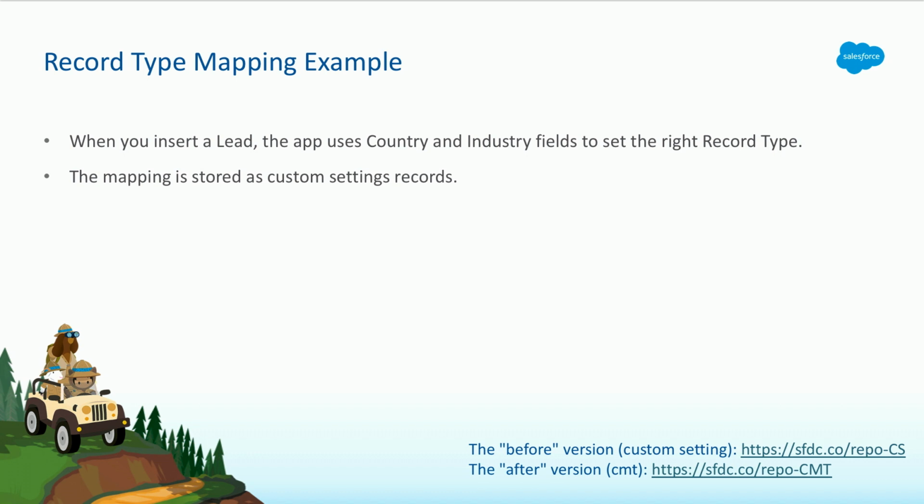It does one thing pretty darn well. When you insert a lead, a trigger will run a SOQL query that retrieves values from a custom setting to say, based on the country and the industry of the lead, here's what the record type should be. And then it sets that record type. That's all this application is going to do. Right now it's using custom settings. We're going to transform it into using custom metadata types.